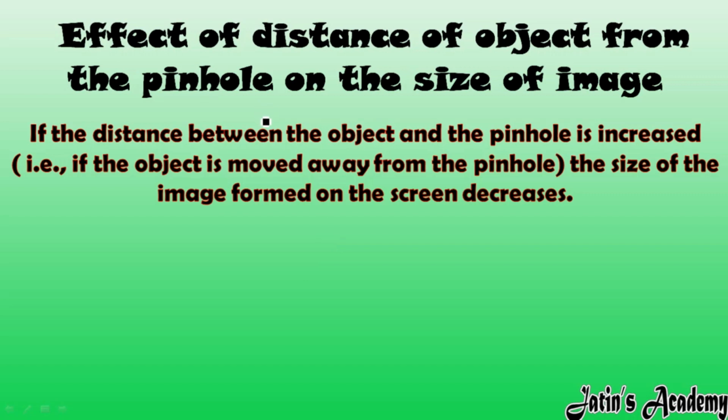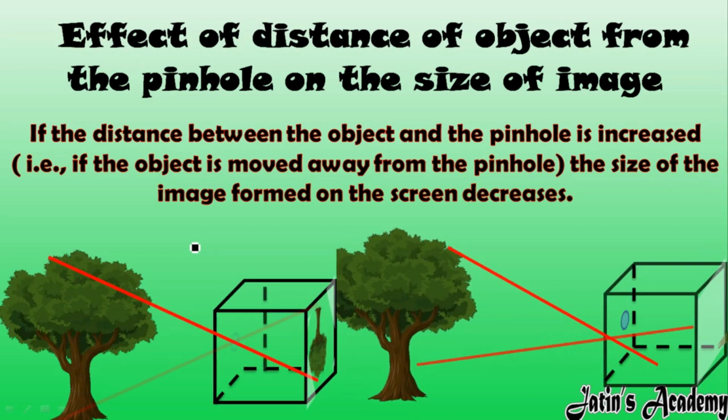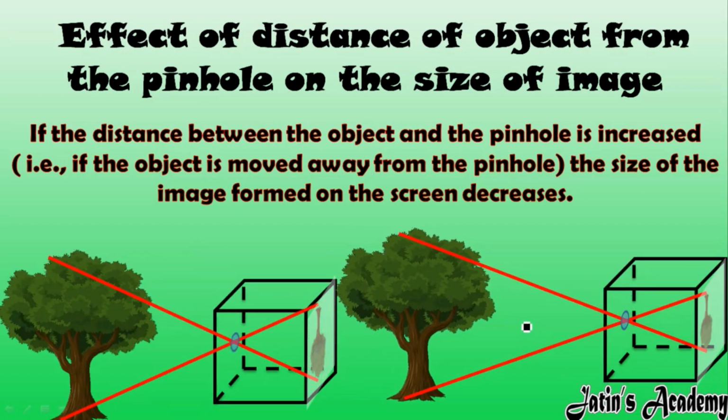The second method is that we can change the distance of the pinhole from the object. For example, this is a simple pinhole camera, and whenever we increase the distance from the pinhole to the object, in that case the size of the image is going to decrease. Okay, increasing the distance between the pinhole and the object, the size of the image decreases.